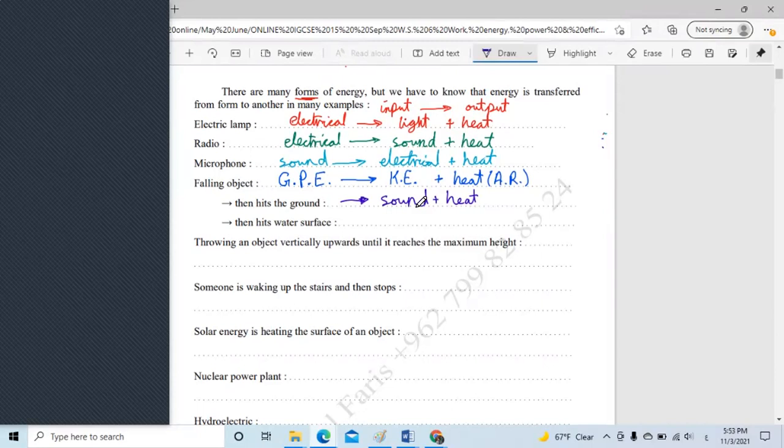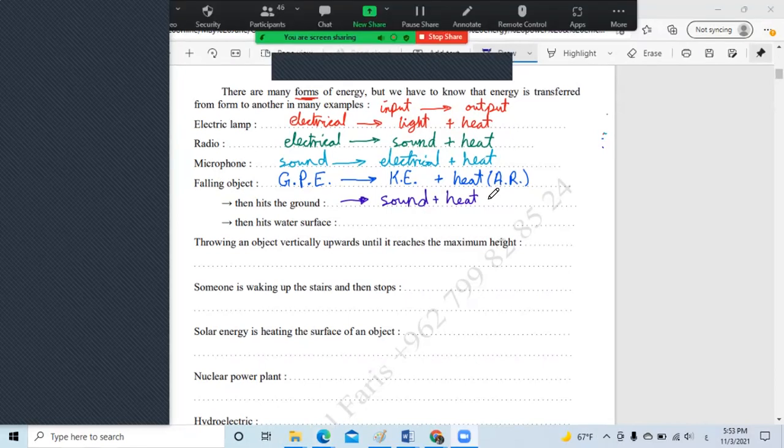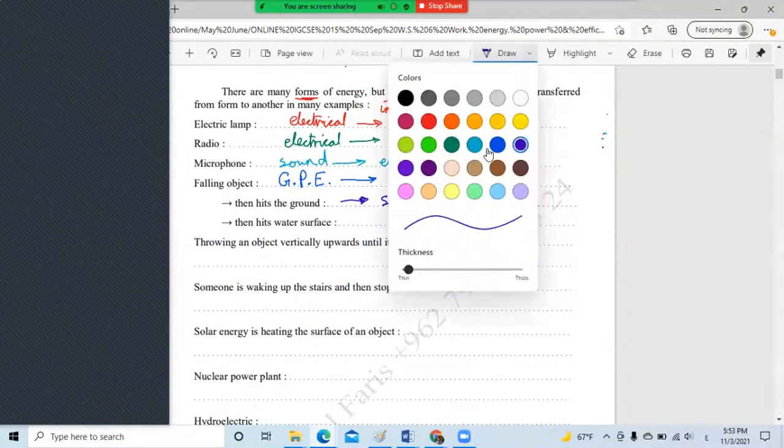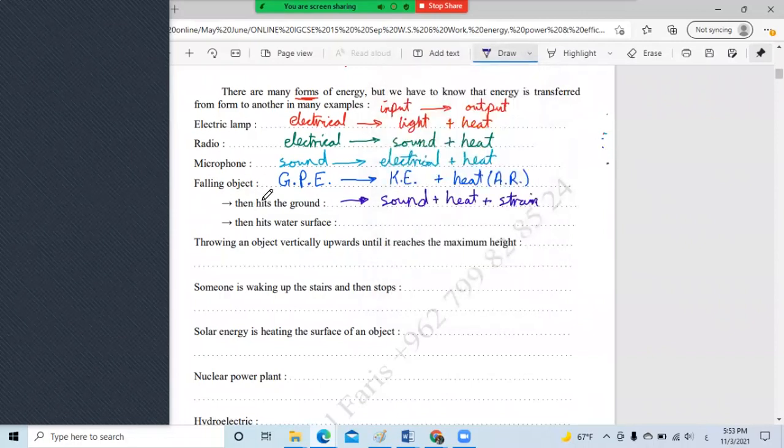During hitting, we don't know what's happening. After hitting, maybe it bounces, maybe it does not bounce. It becomes sound plus heat, and maybe strain energy stored inside the object, if we are talking about a rubber band or something elastic that can change its shape. You are going to talk about strain energy if they are talking about a change in shape. All these are suggested examples for an object that hits the ground. Maybe it sticks to the ground, we don't know.